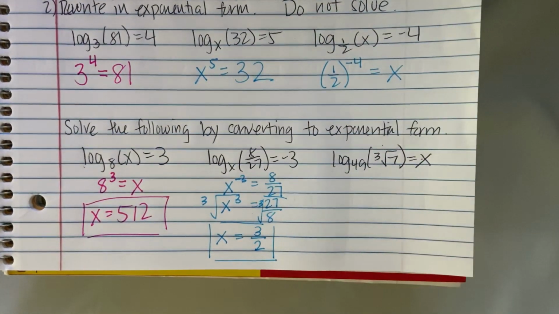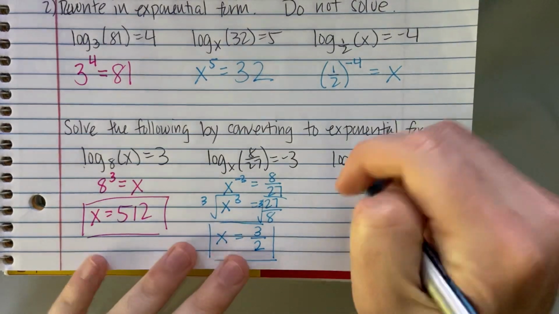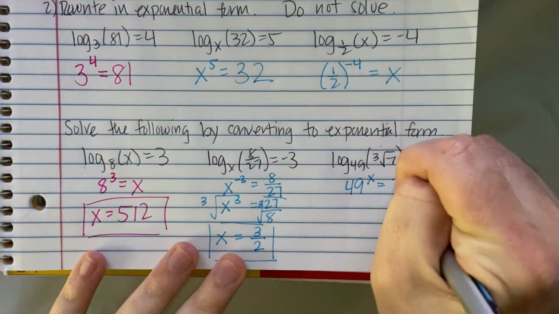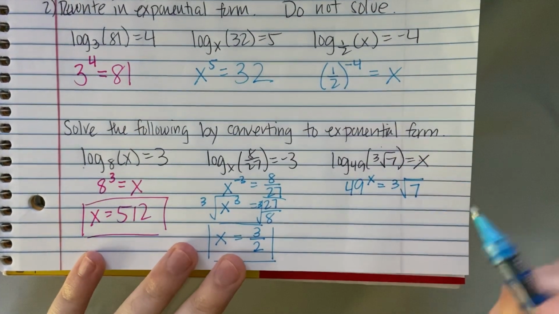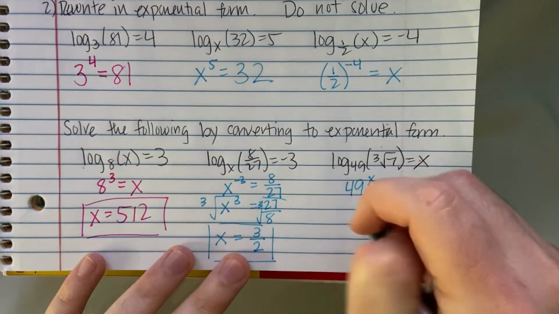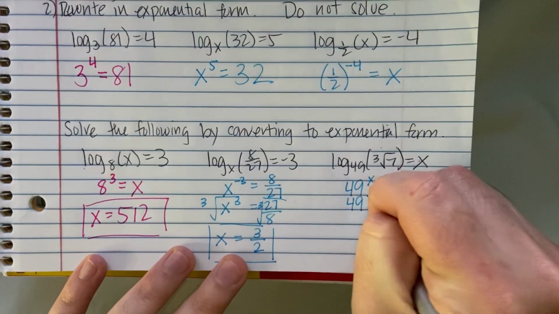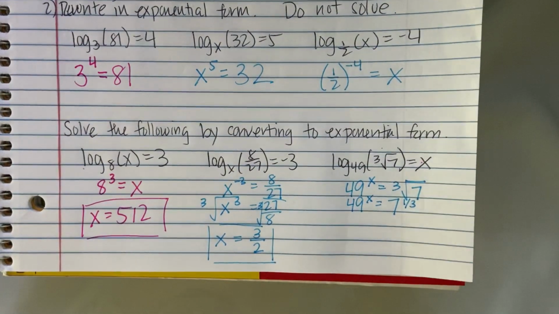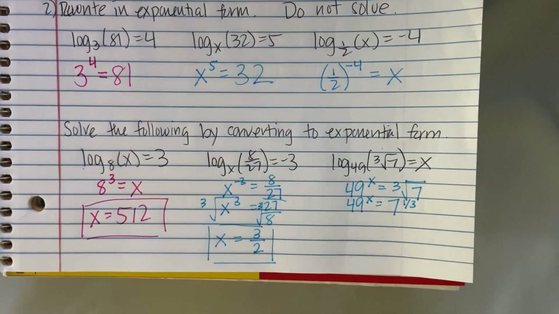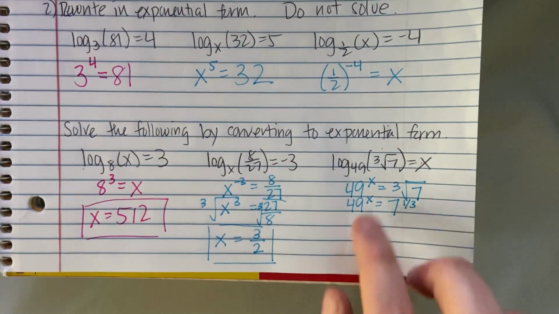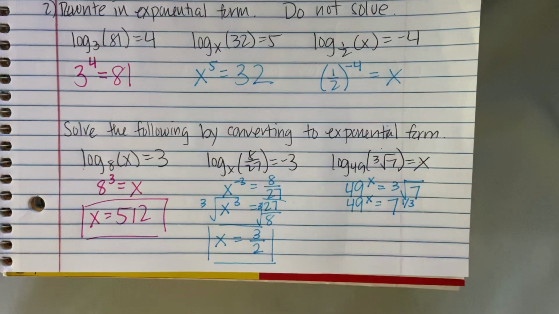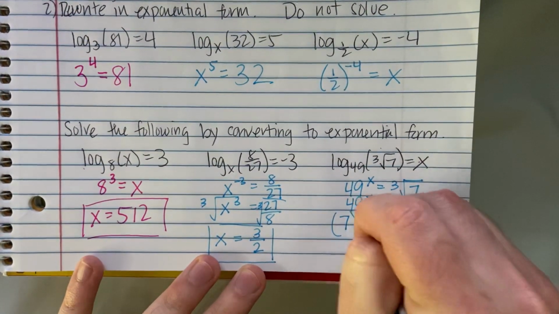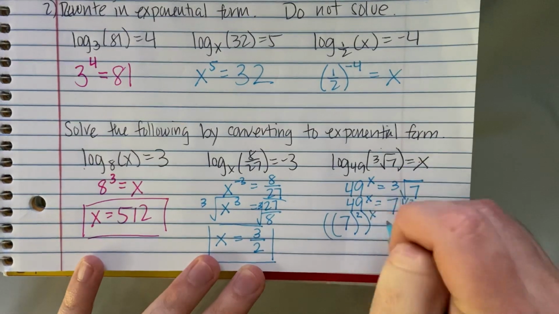Lastly, log base 49 of the cube root of 7 is x. Rewrite: 49 to the x power equals the cube root of 7. Remember that a root can be written as a fractional exponent. 49 to the x equals 7 to the 1/3 power. Now, this is one of those exponent problems from last time. My x is in the exponent, so I need the same base. So I really need 49 to be 7 squared, to the x.